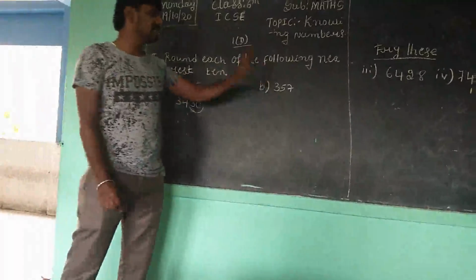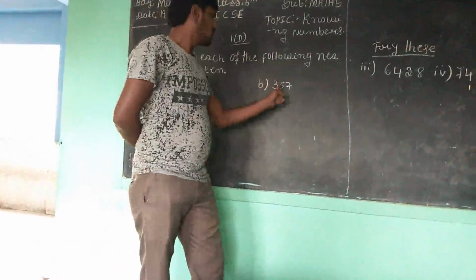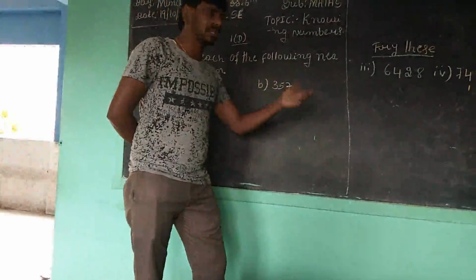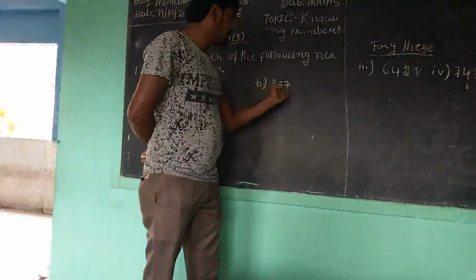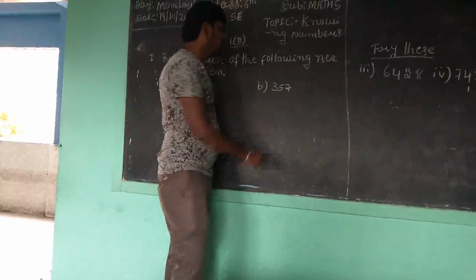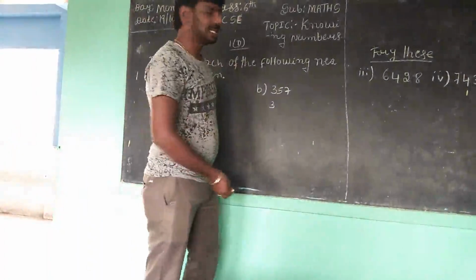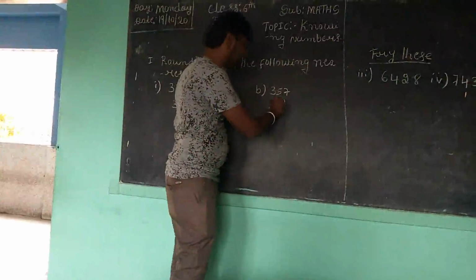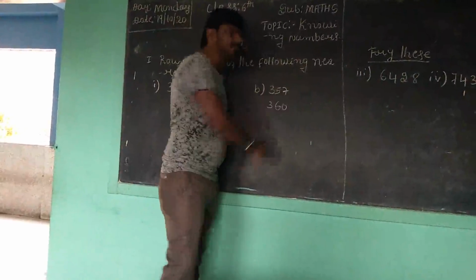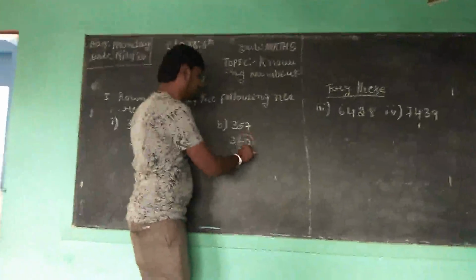As well as children, here also you take 357. After 5 comes the next number, and 7 is also after 5. That's why you take the next number. So 350 and the 10 after it is 60, because 5 or more means the next number is 60. So 357 is very near to 360. Okay, this is 360 children.